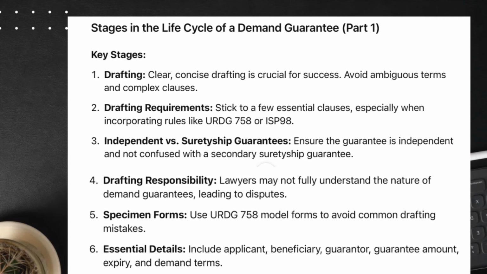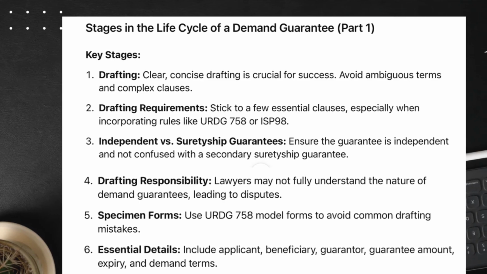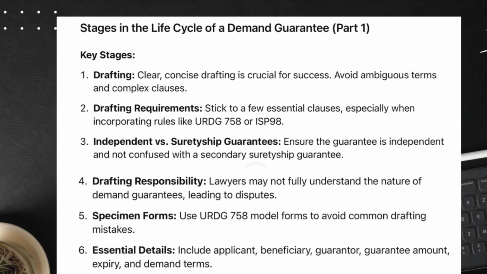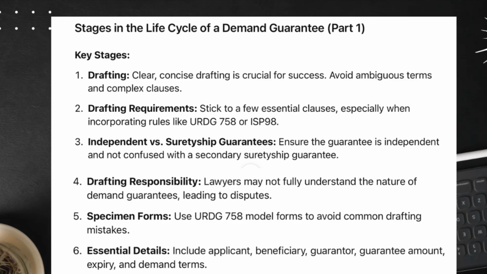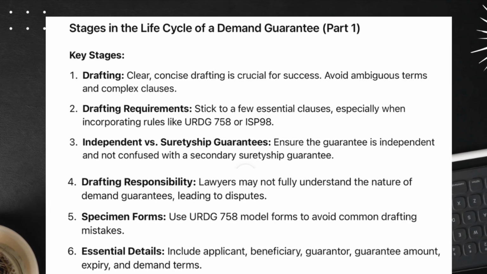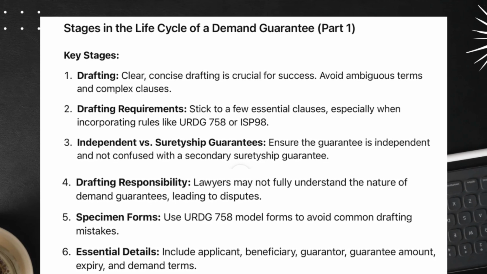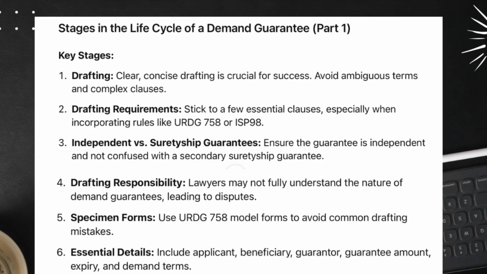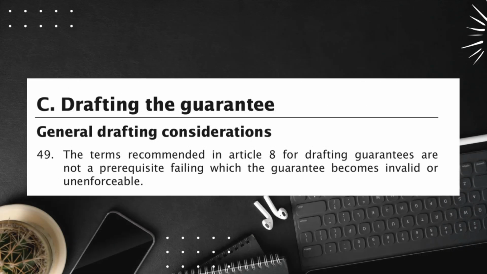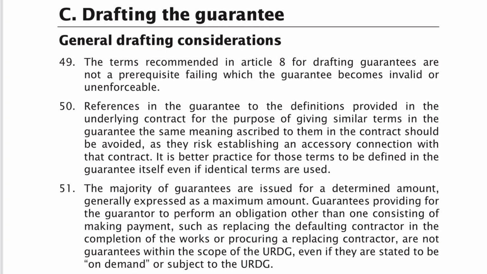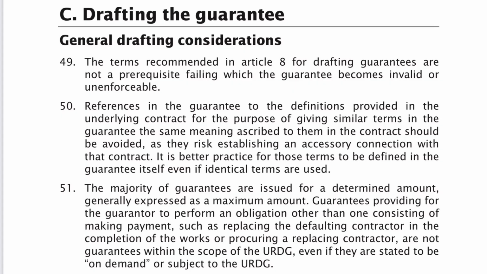Now let's see the key tips for drafting demand guarantees. This guide will help you understand how to draft effective, enforceable guarantees. So, let's break it down. First, Rule 49 says the terms recommended in Article 8 are not mandatory. In other words, even if you don't follow those specific guidelines, the guarantee remains valid. However, using those terms makes your guarantee more robust and less prone to disputes.